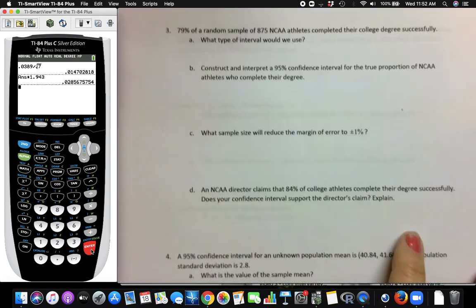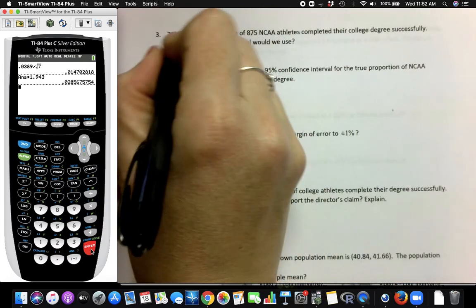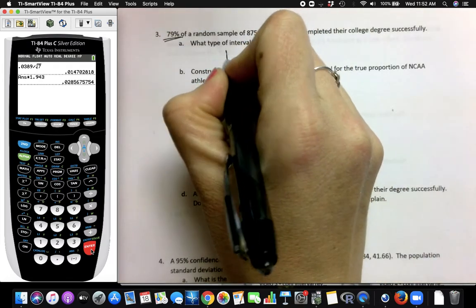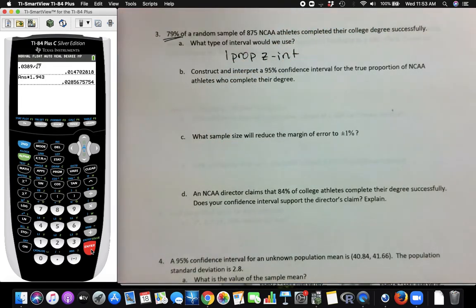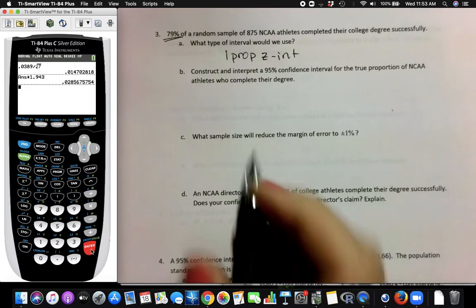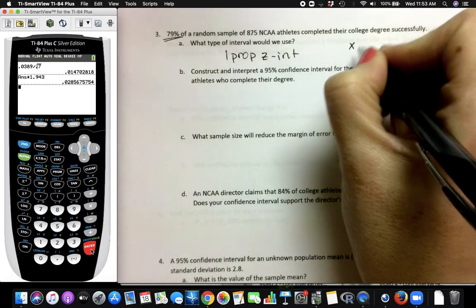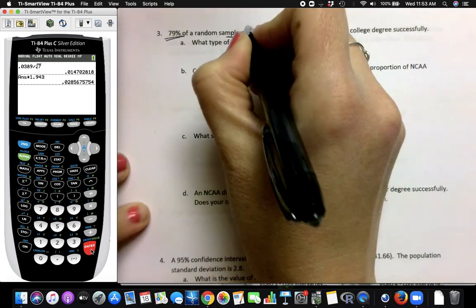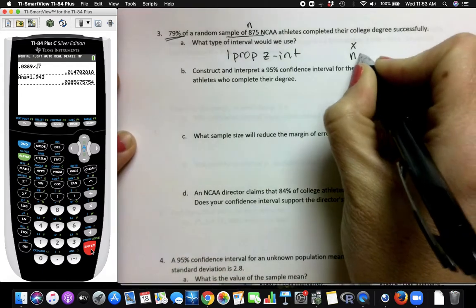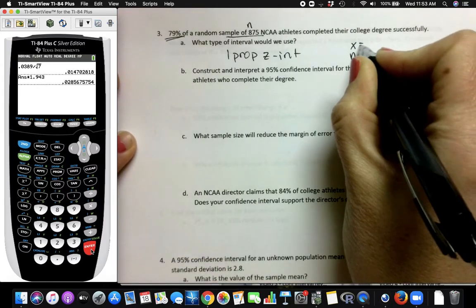Okay, question number 3. As soon as I see this percent, I know that this is going to be a 1 prop z interval. What type of interval? Okay, so that's fine. Construct and interpret a 95% confidence interval for the true proportion of NCAA athletes who complete their degree. Now, when you run this in the calculator, you need 2 things. You need x and you need n. What we have here is we have n, our total sample size. However, we do not have x.